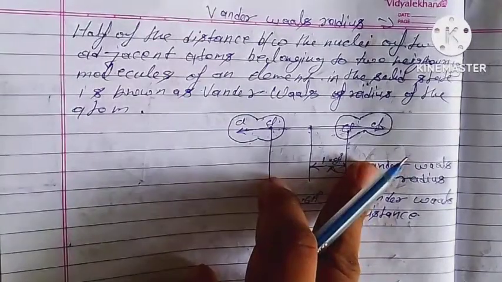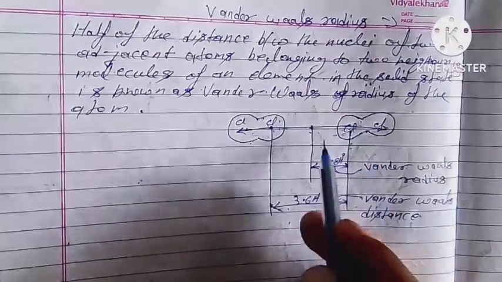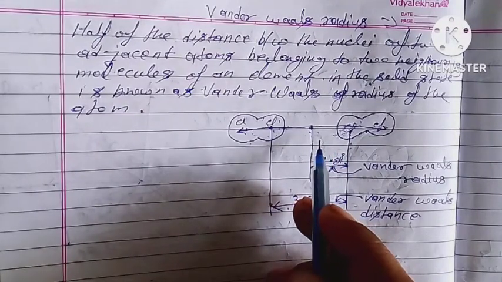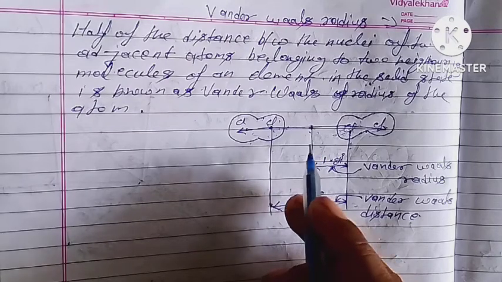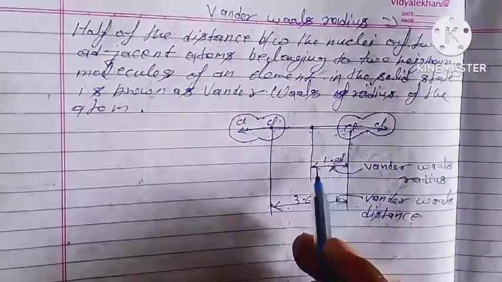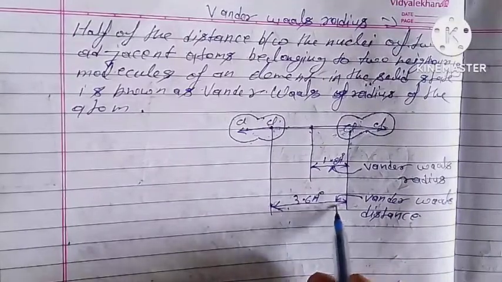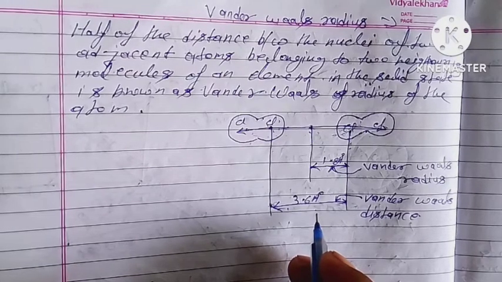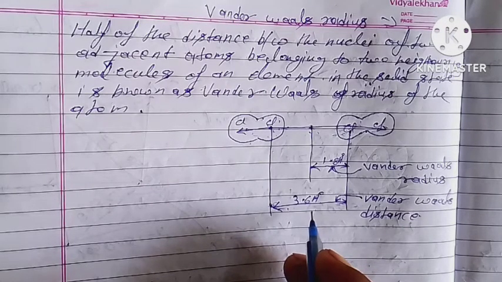Van der Waals radius is the non-bonded distance of closest approach. It is greater than covalent radius. It is half the Van der Waals distance. It is the distance between two non-bonded atoms of two adjacent molecules in the solid state. The values of these radii are obtained from X-ray studies of various elements in the solid state.